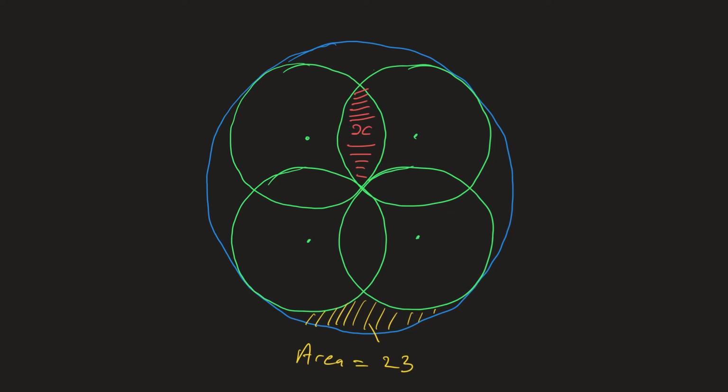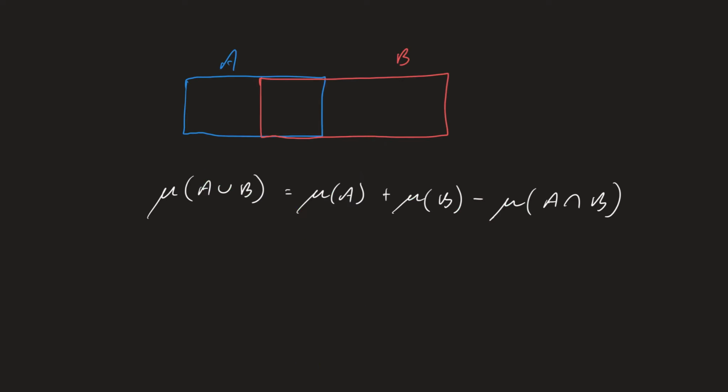To solve this problem, we make use of an inclusion-exclusion formula for the area of the union of 2 overlapping sets. Consider 2 sets, A and B, where both these are solid shapes, so they're both filled in. The area of A union B is equal to the area of A plus the area of B minus the area of A intersection with B, this region in here.